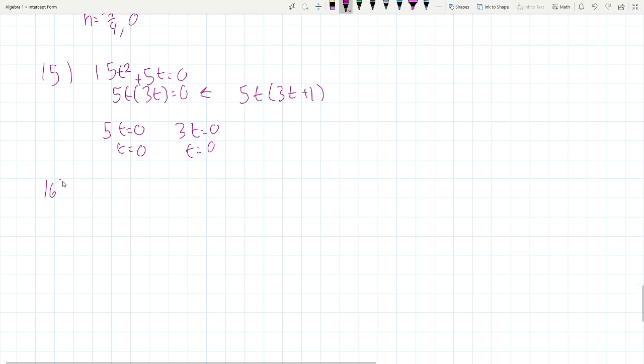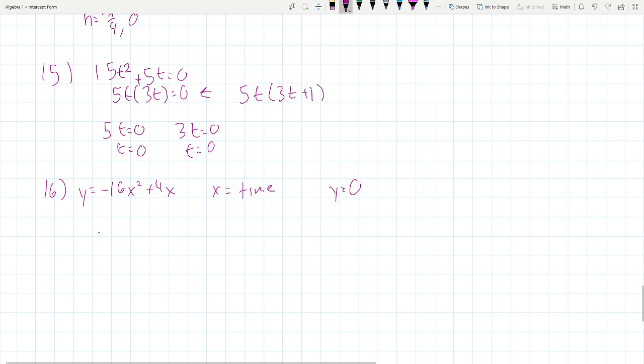Alright, number 16. The height of a jumping frog can be modeled by y equals negative 16x squared plus 4x, where x is time. Since the frog jumped from the ground, find the roots of the equation when y equals 0, and explain what the roots mean in this situation.